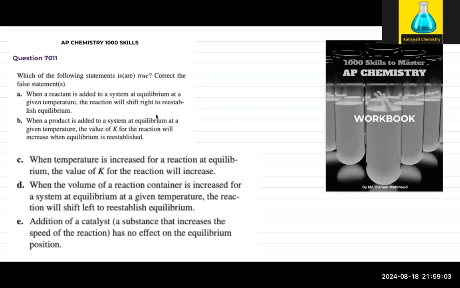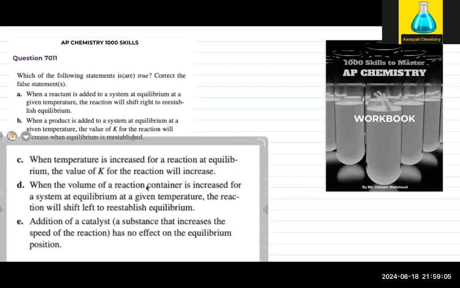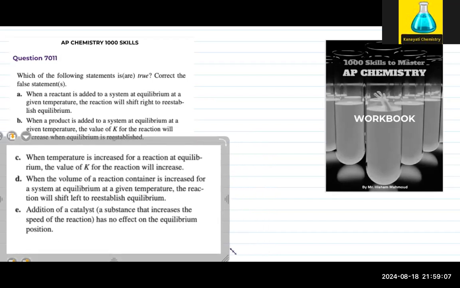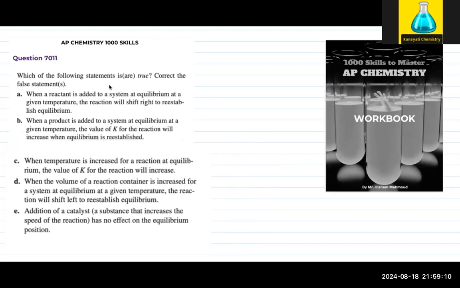The next question asks which of the following statements are true, and to correct the false statements. When a reactant is added to a system at equilibrium, at a given temperature, the reaction will shift right to reestablish the equilibrium. So I have a system which is at equilibrium at a given temperature, and I added a reactant to this system. The reaction will shift right to reestablish the equilibrium. This statement is not true. This statement is false. I will explain everything at the end.